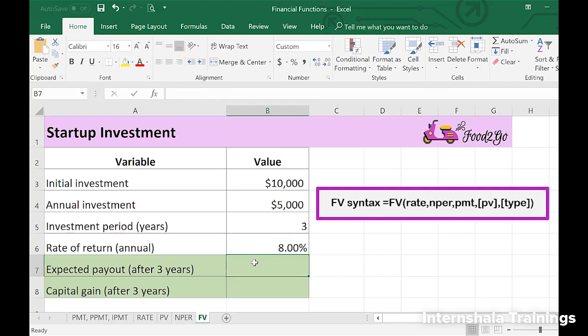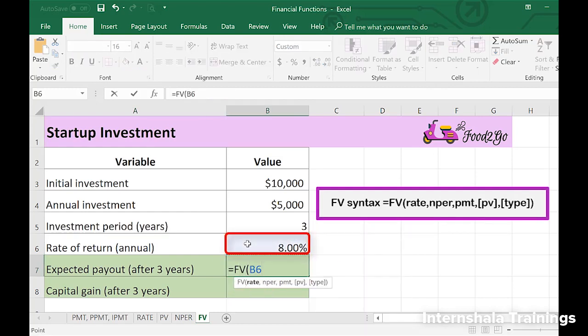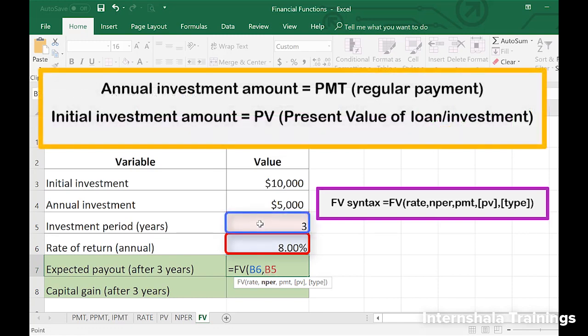Now let's reference the parameters for this function. Start with the rate of return that Ishan has conservatively estimated at 8%. This time, we don't need to divide it by 12 since the return will be compounded annually. Next, click the value for investment period, which is similar to our loan term, followed by the annual investment amount and then the initial investment amount.